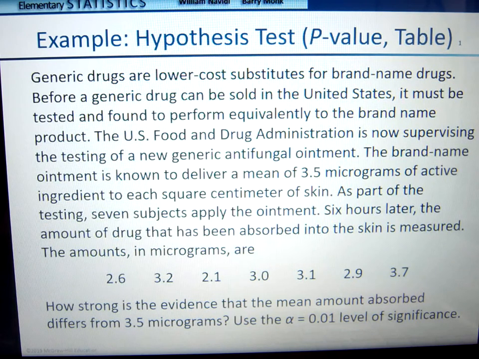6 hours later, the amount of drug that has been absorbed into the skin is measured. The amounts in micrograms are as follows. How strong is the evidence that the mean amount absorbed differs from 3.5 micrograms? Use alpha at the 0.01 level of significance. So we're being really picky here because we're picking a very small level of significance.